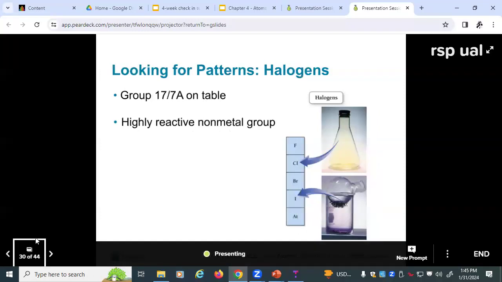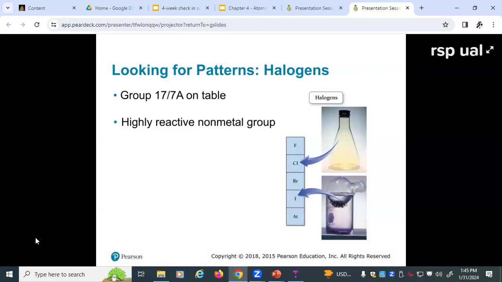On the non-metallic side, halogens. You can almost think of halogens as being similar to alkali metals. Not in terms of they react with air and water, but halogens are highly reactive. So reactive, in fact, that if they don't have something to react with, they will react with themselves to form molecules.